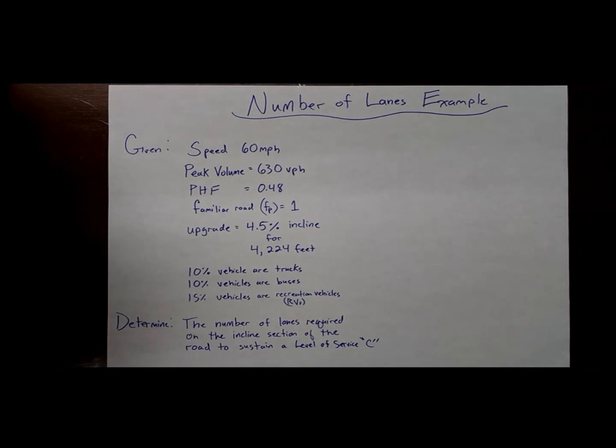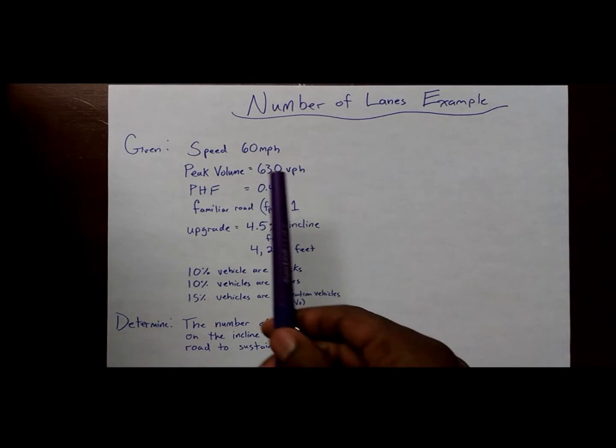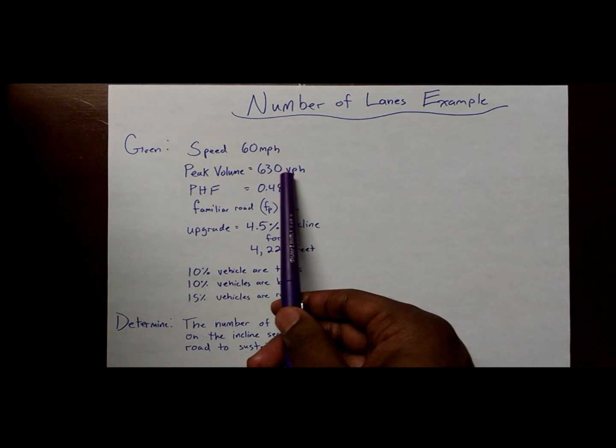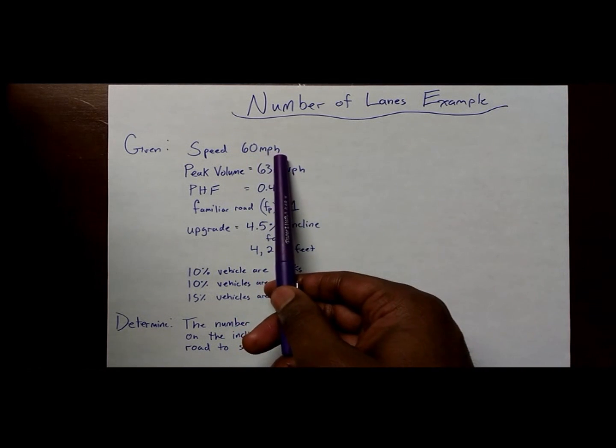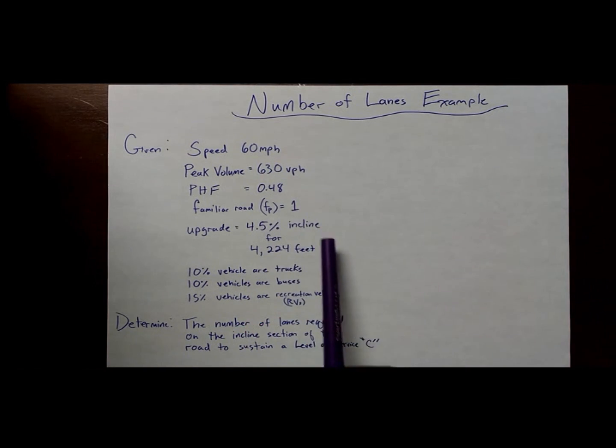A different number of lanes example. A lot of the same information was given to you in the previous example I've done, so we'll go through this pretty quickly here. Now, let me just point out a couple of things. Peak volume is 630 vehicles per hour, 60 miles per hour road. Peak hour volume, familiar road, so we're going to use a 1.